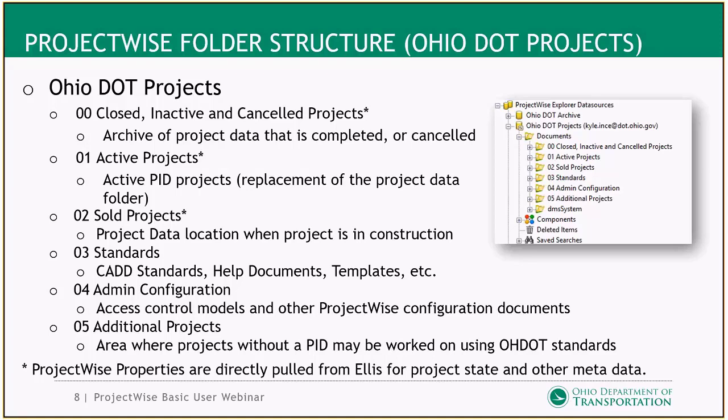But you will see the 05 additional projects, which is an area where the projects without a PID are going to be worked on. So if you have a PID, you're going to be working in the active projects as long as it's active. And the 05 additional is for non-PIDs only. And like I mentioned, there's Ellis and project properties. Every PID is going to have project properties that's going to be updated based on the Ellis properties. And we'll show a little bit of that as well. So if you keep Ellis up to date, ProjectWise will be up to date automatically.